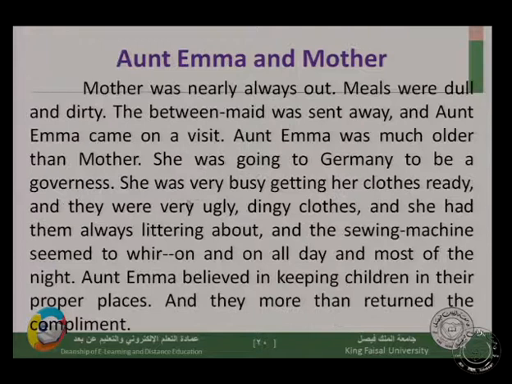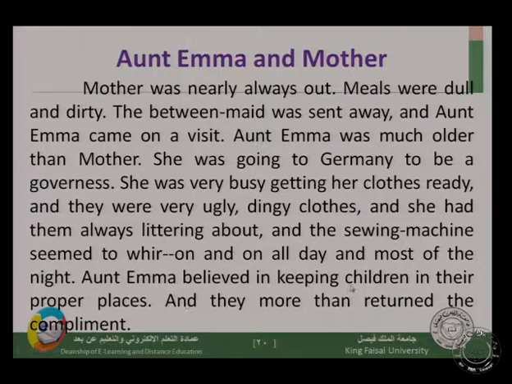Aunt Emma and mother. Mother was nearly always out, busy. Meals were dull and dirty. The between maid was sent away and Aunt Emma came on a visit. Aunt Emma was much older than mother, much older. Mother is better. She was going to Germany to be a governess. She was very busy. Mother was always there. Her clothes were very ugly clothes. So by contrast, you know the difference between mother and Aunt Emma. And she had them always littering about. She is disorderly. The sewing machine, on and on all day.